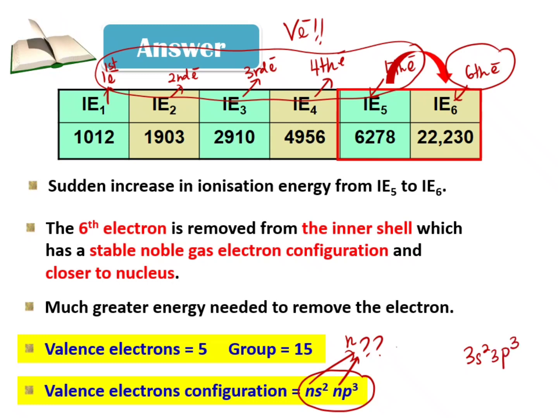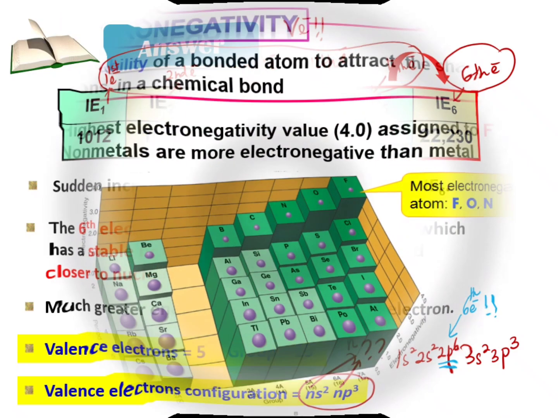So you can write the full electronic configuration for this element. Nampak tak? So kalau you know the period, kalau dalam soalan dah bagi, you boleh buat the whole electronic configuration. So yang saya kata tadi 6 elektron tu sebenarnya dia berada dalam 2p6, which is the inner shell and stable noble gas configuration. Ini adalah 6 elektron remove, elektron yang ke-6.